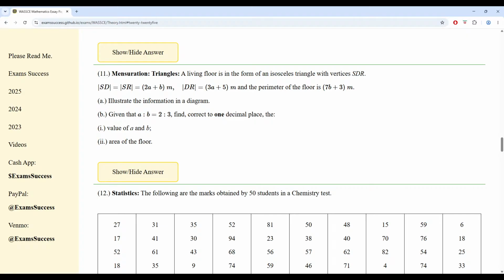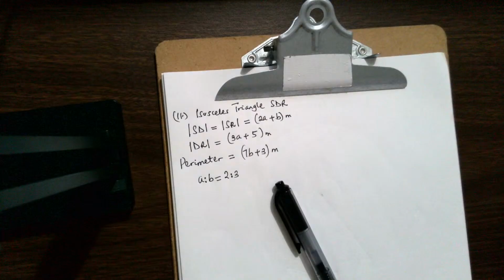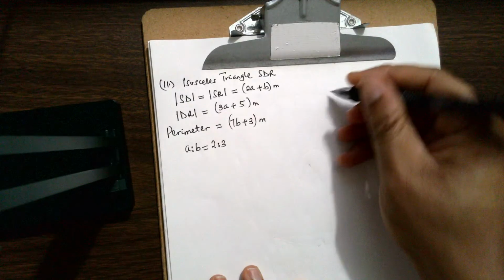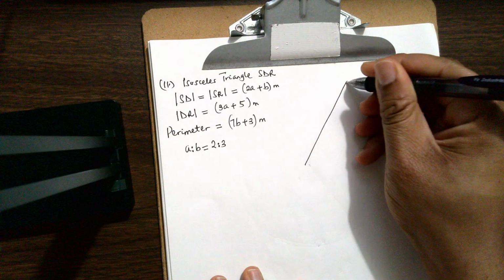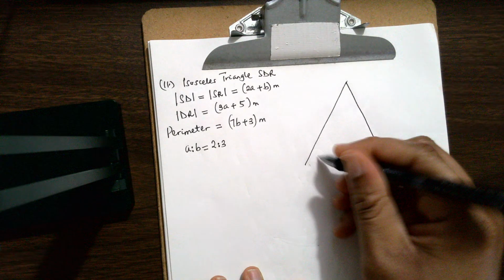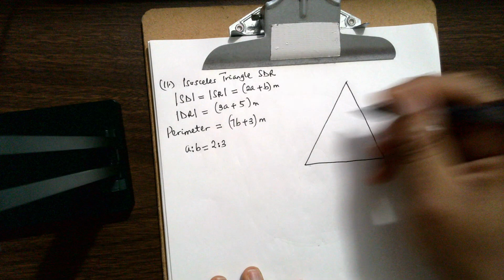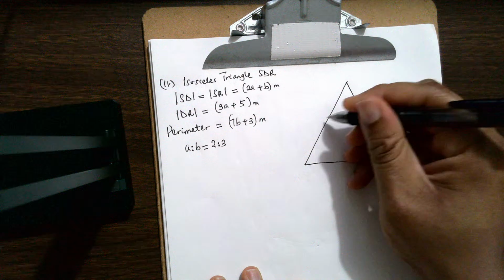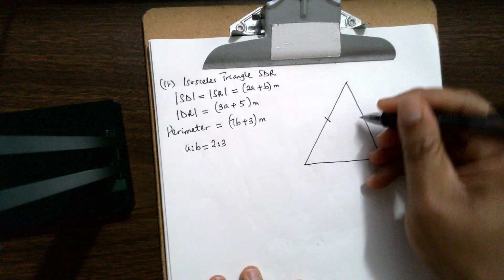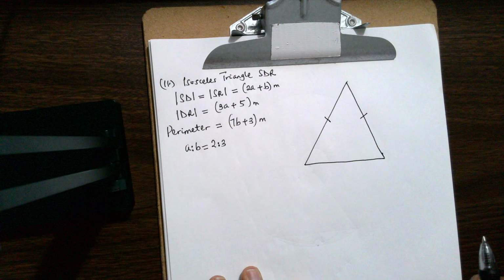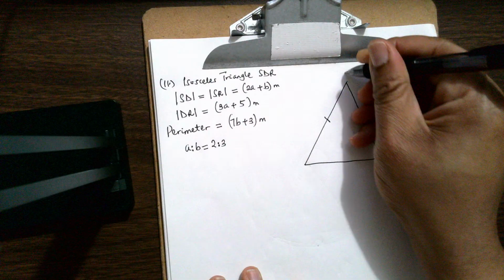So we're just going to draw this first, illustrate this isosceles triangle SDR. Okay, so let's draw a triangle. And with an isosceles triangle, two sides are equal. So we can just use these two sides here. SD is equal to SR. So we can call this SDR.